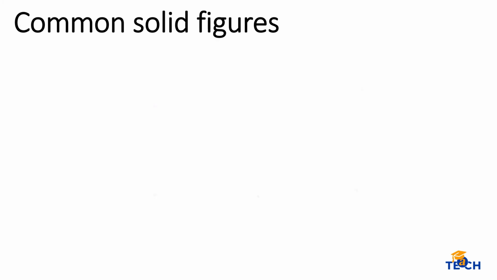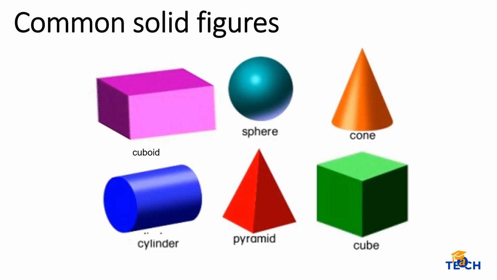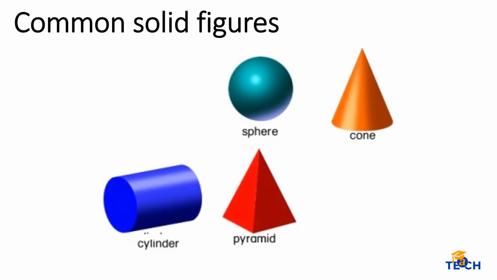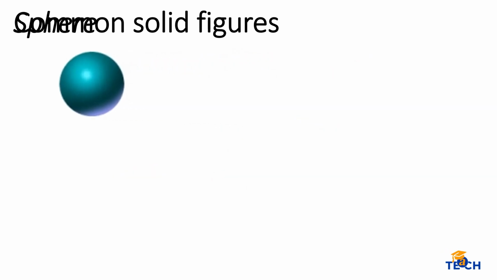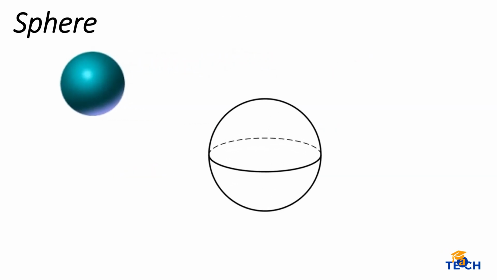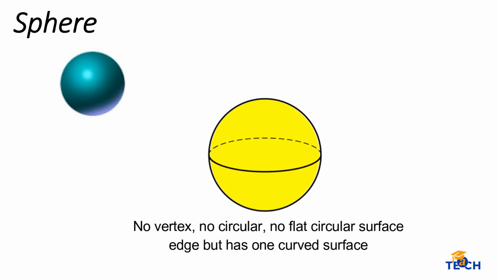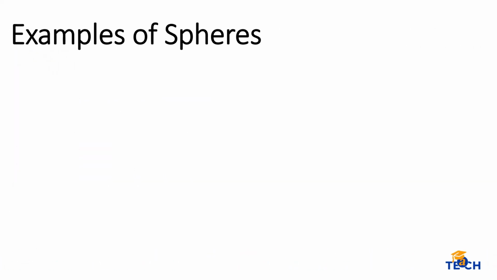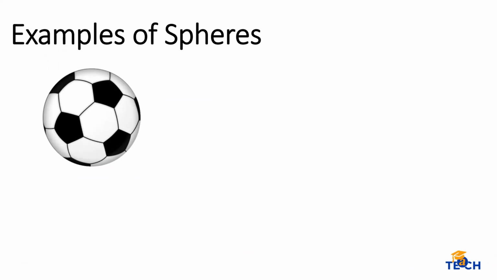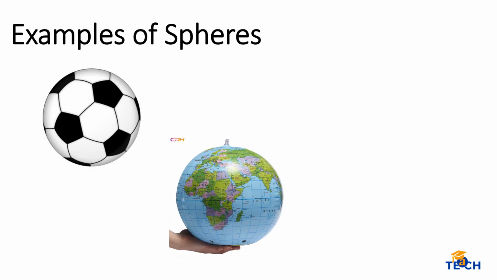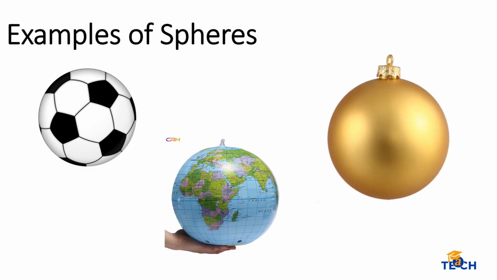So again, going back to the solid figures, we are done with the cuboid and earlier the cylinder and the cone. We will now proceed to the sphere. A sphere only has a curved circular surface, no circular edge, no flat circular surface. I repeat, a sphere only has a curved circular surface, no circular edge, and no flat circular surface. Examples of sphere: soccer ball or any ball like basketball, volleyball, a globe, and a Christmas ball.